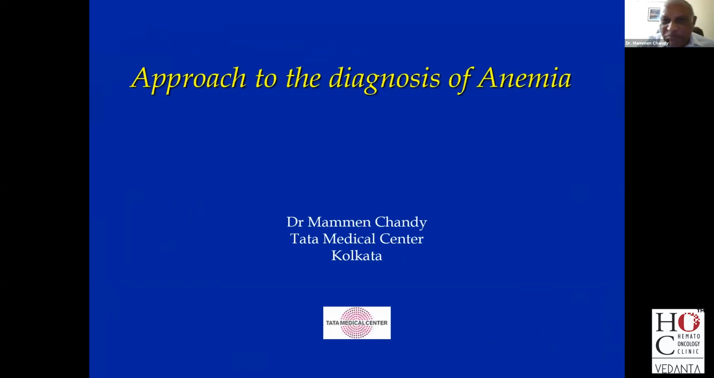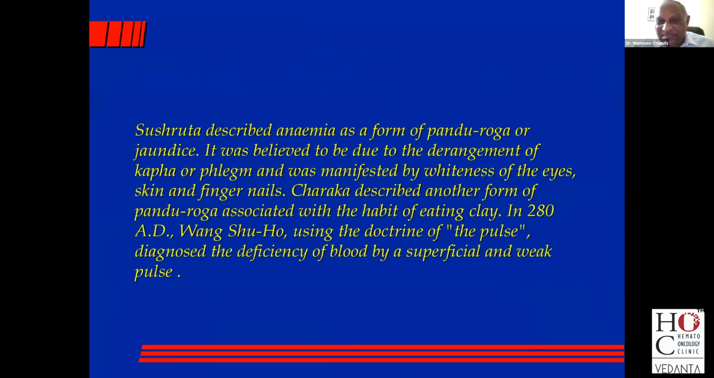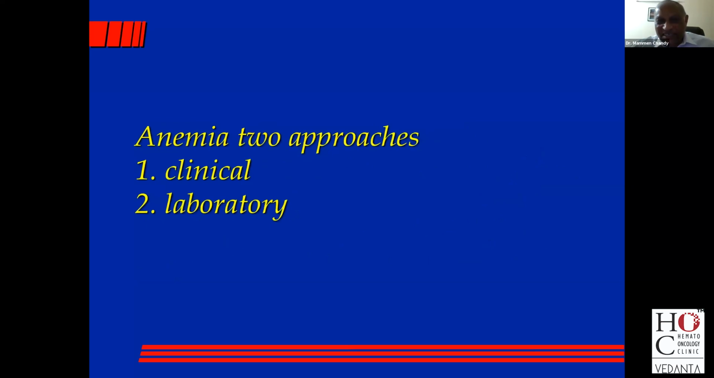So this is an approach to the diagnosis of anemia, and it's something that has stood me in good stead for many years. Historically, Susruta actually described Panduroga, and he thought it was a type of jaundice. Charaka actually described pica, that's 200 BC. And it was in China that the doctrine that anemia can cause a weak pulse was first enunciated.